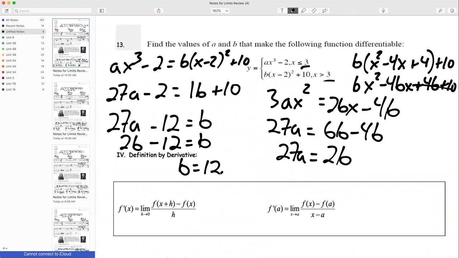Everybody okay with the algebra? And then I plug 12 in. So I've got 27a equals 24. So a equals 24 over 27 or 8 ninths.